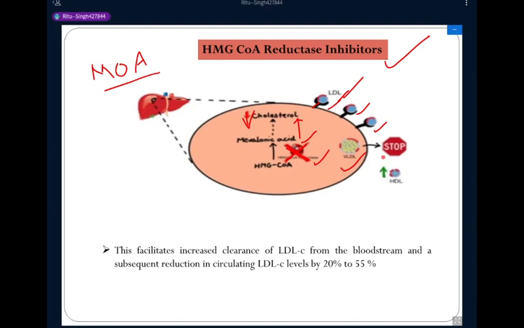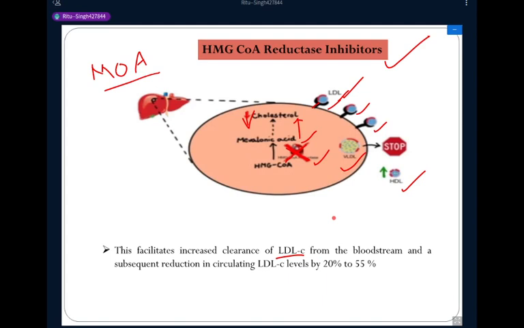Lastly, HMG coenzyme A reductase inhibitors may also increase the HDL level, that is high density lipoprotein level, by a different mechanism. This facilitates increased clearance of low density lipoprotein from the bloodstream and subsequent reduction in circulating low density lipoprotein level by 20 to 55%. So these drugs help to increase the HDL level by a different mechanism.